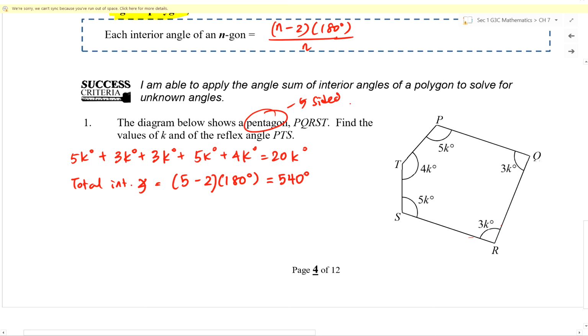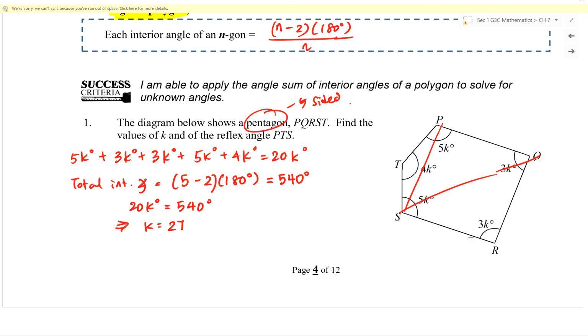So see, even though the interior angles are different, it is for sure that I can divide this into 3 triangles, and it must add up to 540 degrees. So 20k degrees is equated to 540 degrees, meaning k equals 27. The value of k is 27.